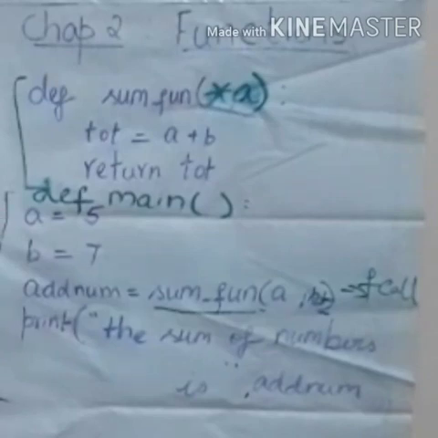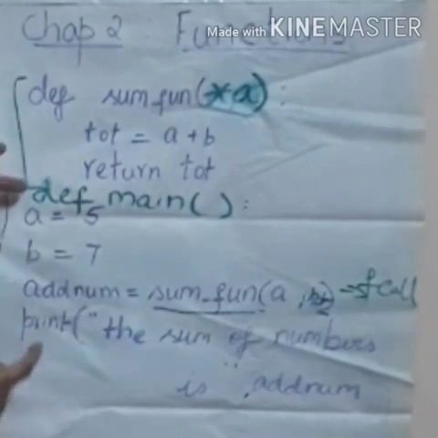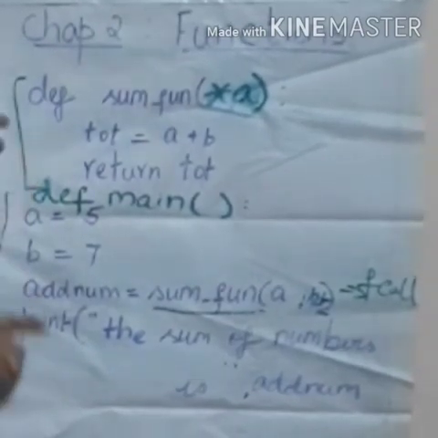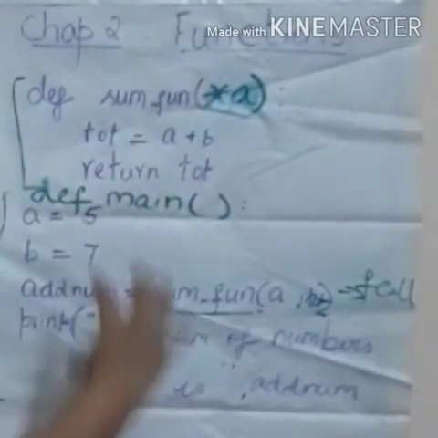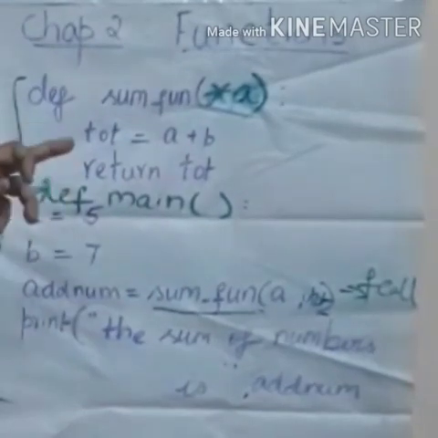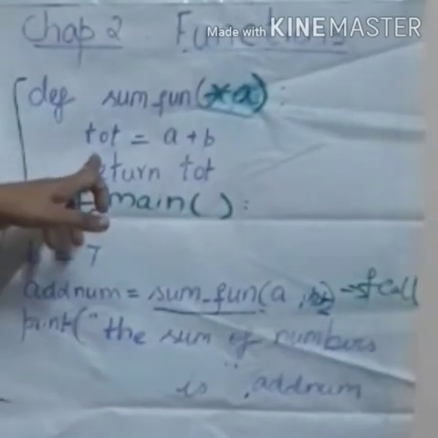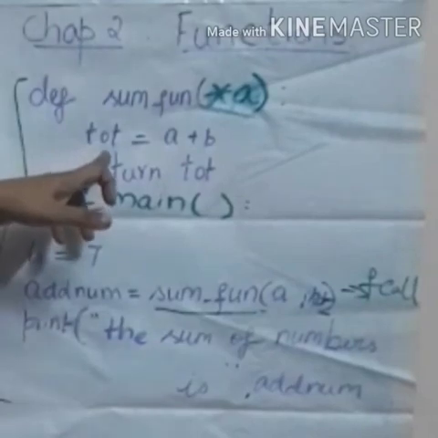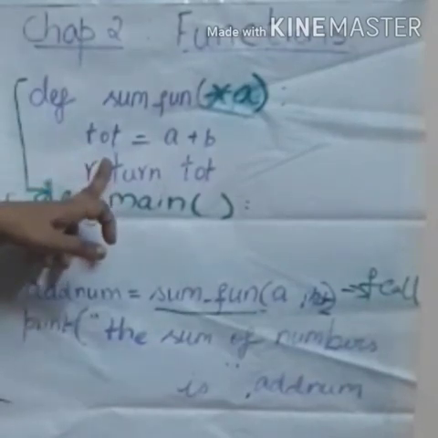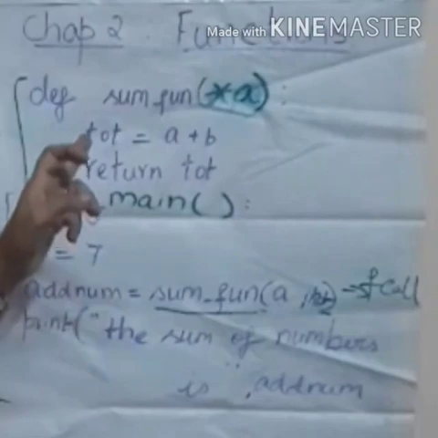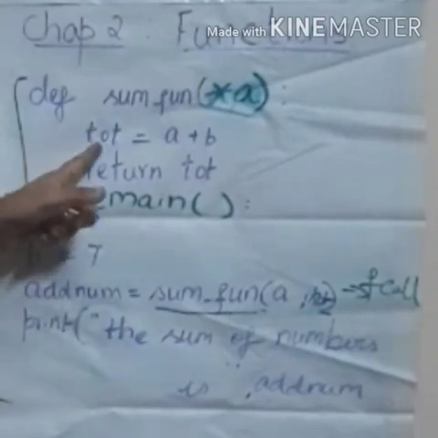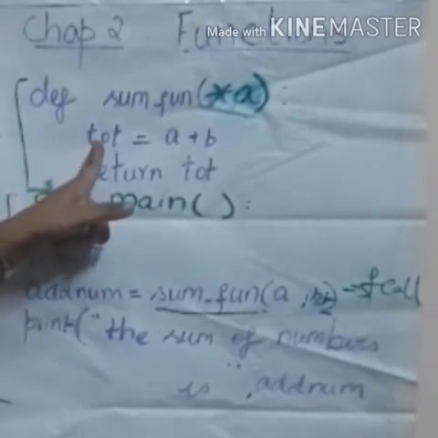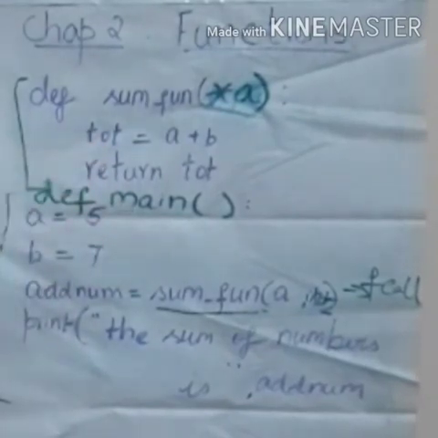Then what about local scope? Local scope means this function, which is a local function you have here, some fun is a local function. In this function, which is the variable you have used? Tot. So tot is a variable which is local to this function. That means to say you cannot access this tot value in your main program.